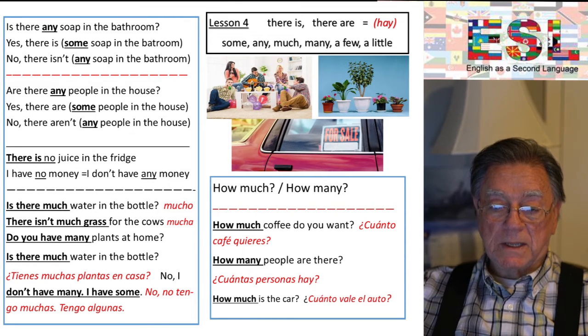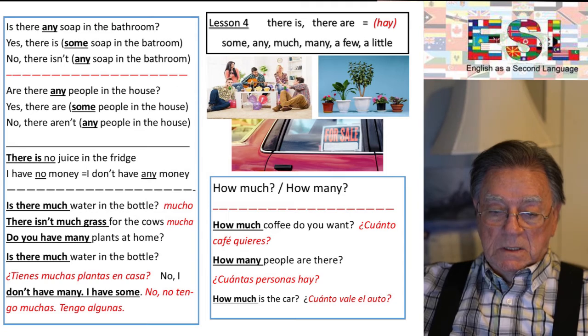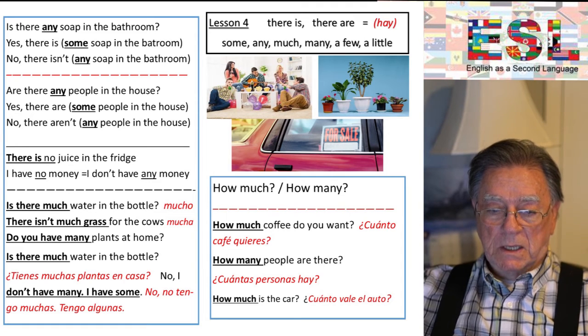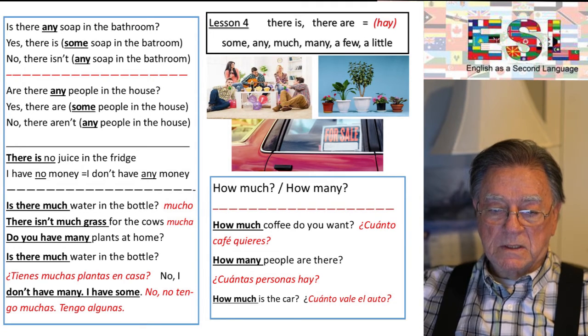Okay, and we already had, here's the question, is there much water in the bottle? And you say yes, there's water in the bottle. And then the Spanish for tienes muchas plantas en casa. No, I don't have many. Do you have many plants? No, I don't have many.